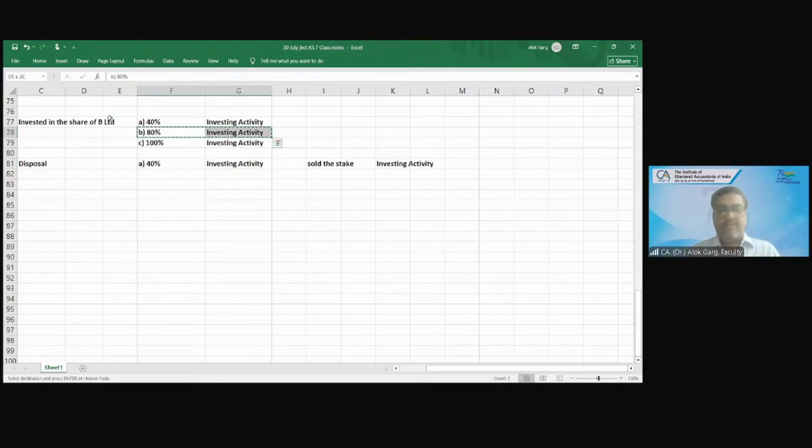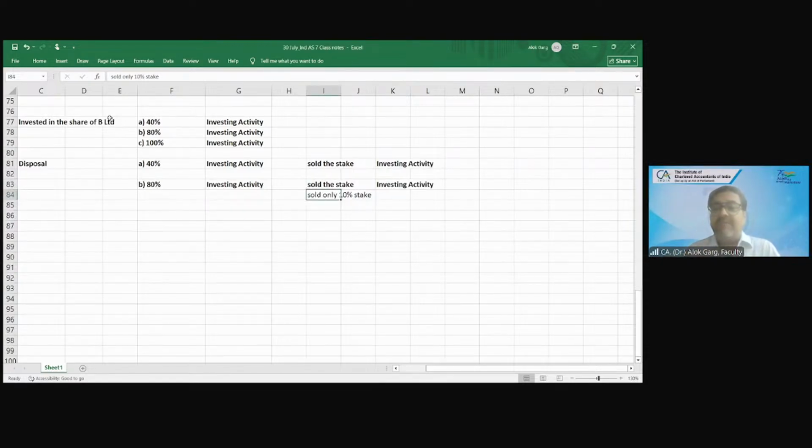Second example. The company has invested 80%. The company has sold the entire stake. So what is this activity? Investing activity. The company got the money, right? But from this 80% stake, suppose the company has sold only a 10% stake. The company has sold only how much stake? 10%.